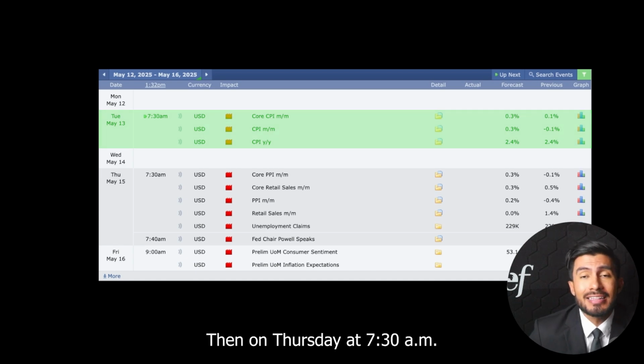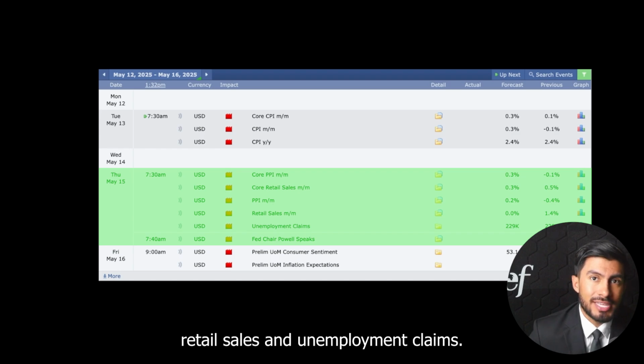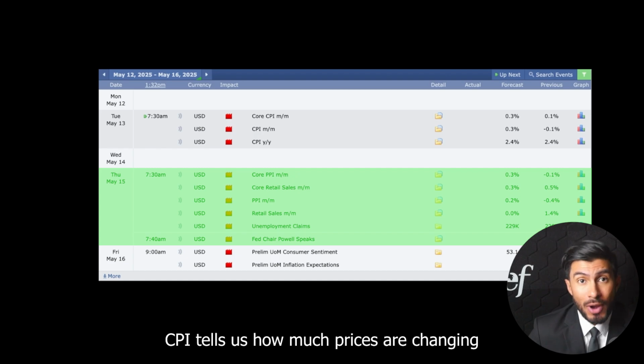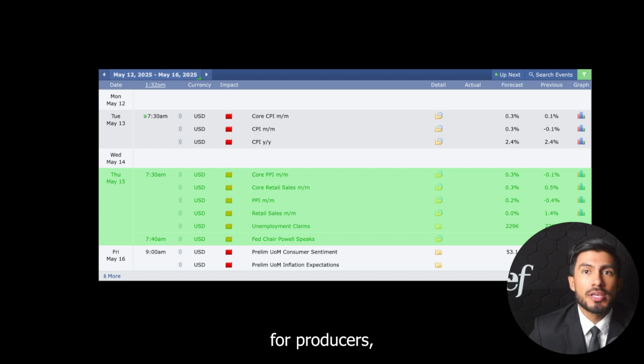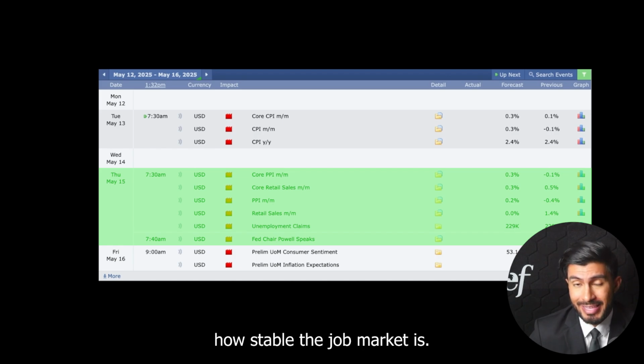Then, on Thursday at 7:30 a.m., we'll get core PPI, core retail sales, PPI, retail sales, and unemployment claims. This is a big cluster of reports. PPI tells us how much prices are changing for producers, while retail sales show how consumers are spending. Both are important signals for economic strength. Jobless claims help us understand how stable the job market is.